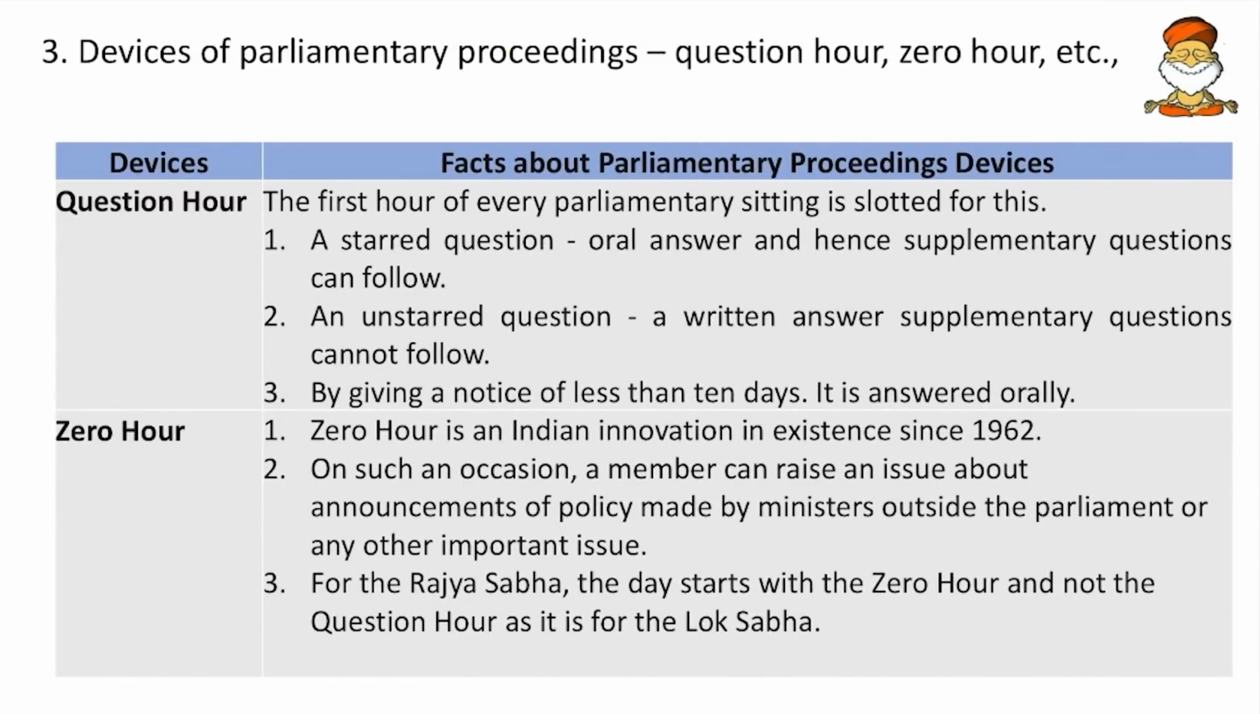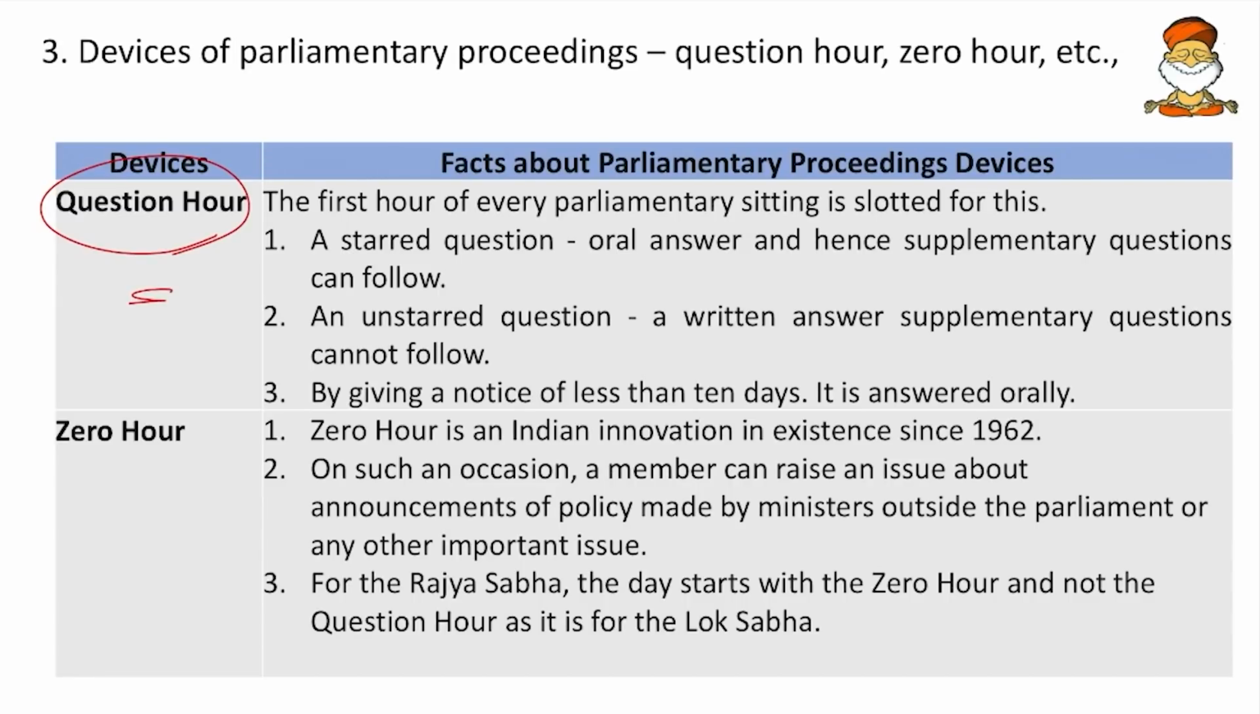That is, whenever Parliament starts, first the Question Hour comes, then the Zero Hour, and then the agenda will be discussed. And after the agenda, the house will be closed. So the house will be adjourned for that day. And here in the Question Hour, two types of question can be asked, a starred question and an unstarred question.